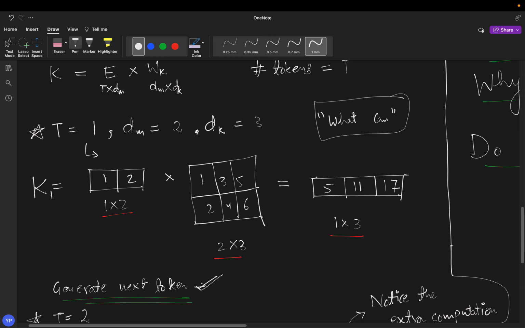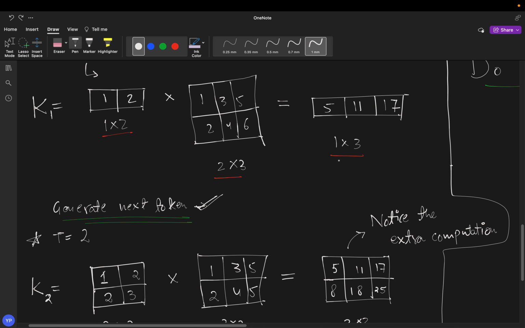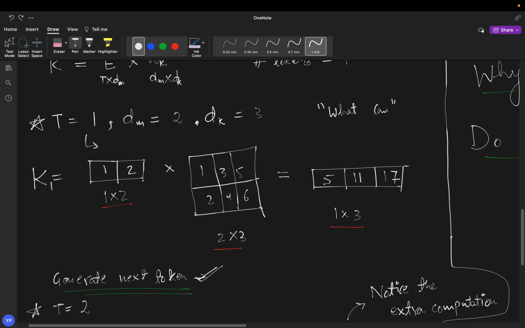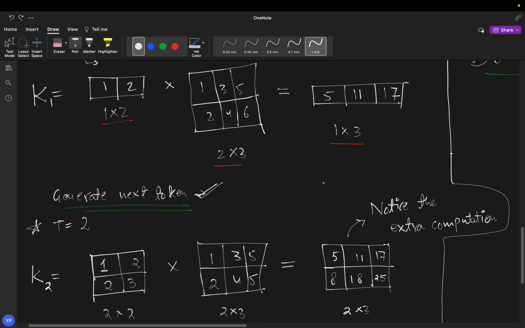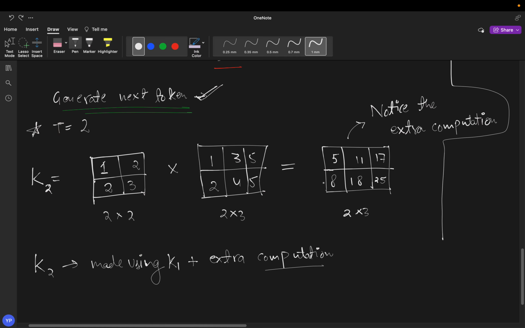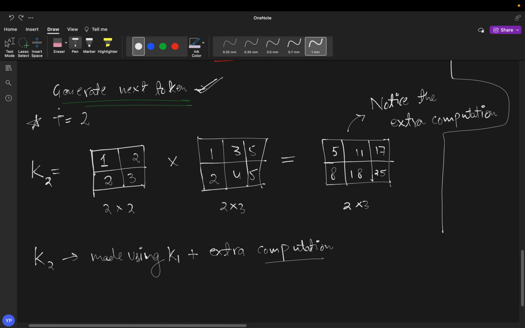Once we have 2 tokens, we need to pass this new set of tokens, "what" and "can", into the LLM again to generate the third token. So we already have the embeddings for the first, and we will compute the embeddings for this as well and push it back to the LLM. Now this whole thing is called auto-regressive generation. So once we have this next token, the number of tokens T is equal to 2, and the new K would be computed as this.